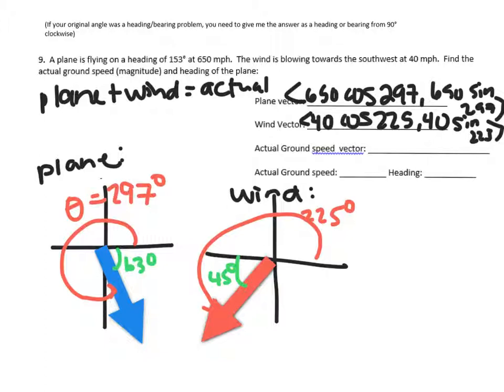If I want to find my actual ground speed vector, I'm going to have to add the two together. So I'm going to have to do 650 cosine 297 plus 40 cosine 225. When you add these two things together and put them in the calculator, you're going to get 266.8. And then when you add the 650 sine 297 plus your 40 sine of 225, you're going to get negative 607.44. So I'm going to have to do the next screen to get your actual ground speed and your heading.